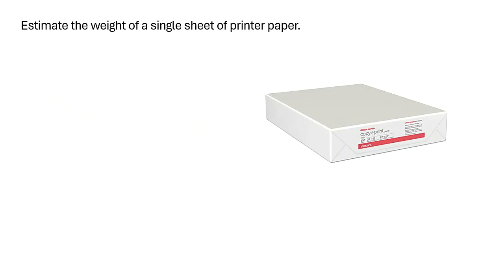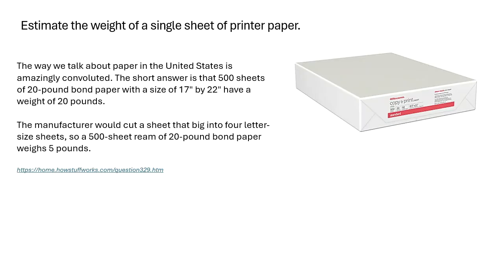Estimate the weight of a single sheet of printer paper. Well, we would want to find the weight of this. So we could take this and just put it on a scale somewhere and see how much it weighs. But in my investigating, I found a pretty interesting fact on the website How Stuff Works. Sometimes you buy paper and it's called 20-pound bond or 10-pound bond. It kind of refers to how the paper feels, its thickness, its sturdiness. Well, turns out it actually means something.